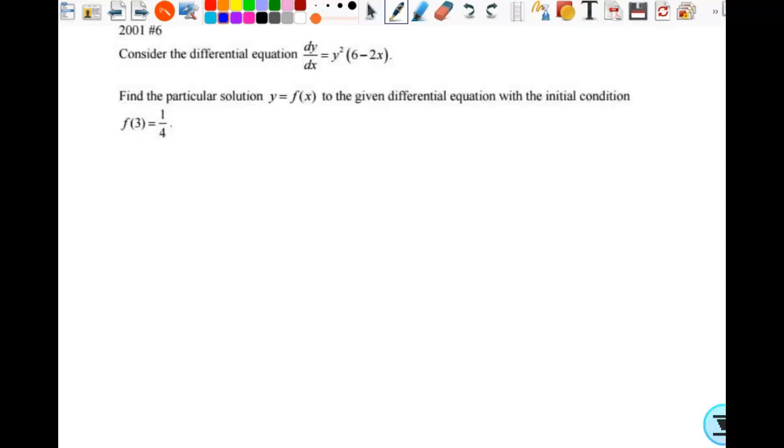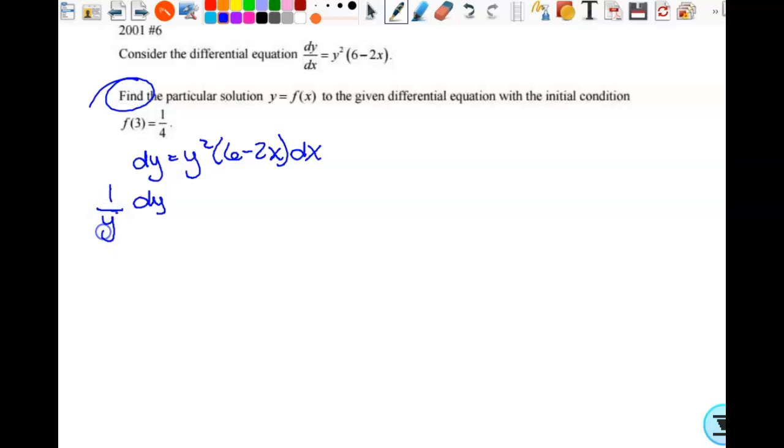Okay. All right. So we're finding the particular solution. So dy is equal to y squared times (6 minus 2x) dx. Then I divide, right? dy over y squared equals (6 minus 2x) dx. Then what do I have to do? Integrate. So go ahead and integrate.